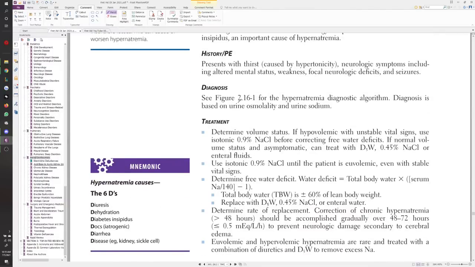Look at this figure for the hypernatremia diagnosis algorithm. Diagnosis is based on the urine osmolality and urine sodium. So remember, we're always replacing this word osmolality with urine solute concentration, right? So urine solute concentration and urine sodium. Those are some of the things you look at for a diagnosis.